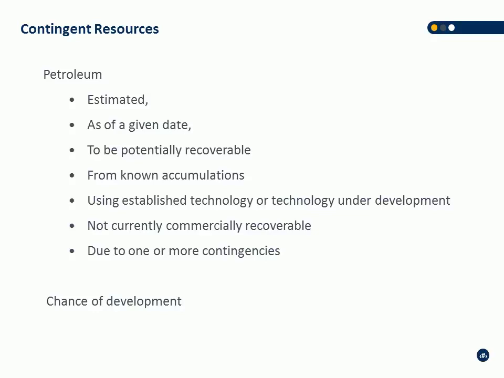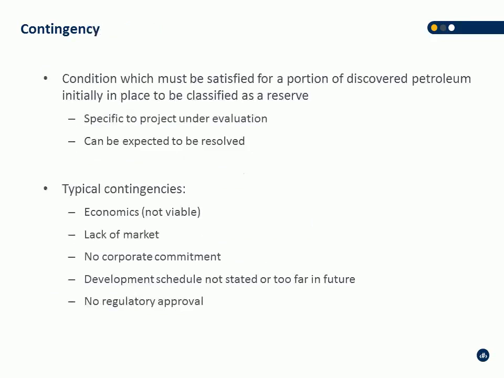One or more contingencies. We'll be talking about what constitutes a contingency, but it's basically a barrier to commercialization, and we'll be going through some examples. So a contingency, the official definition: a condition which must be satisfied for a portion of discovered petroleum initially in place to be classified as a reserve. It's specific to whatever project you're looking at. And there has to be an expectation that the contingency will be lifted.